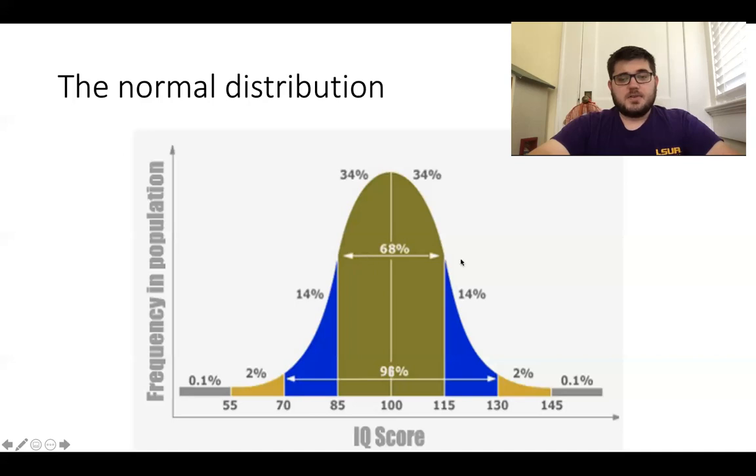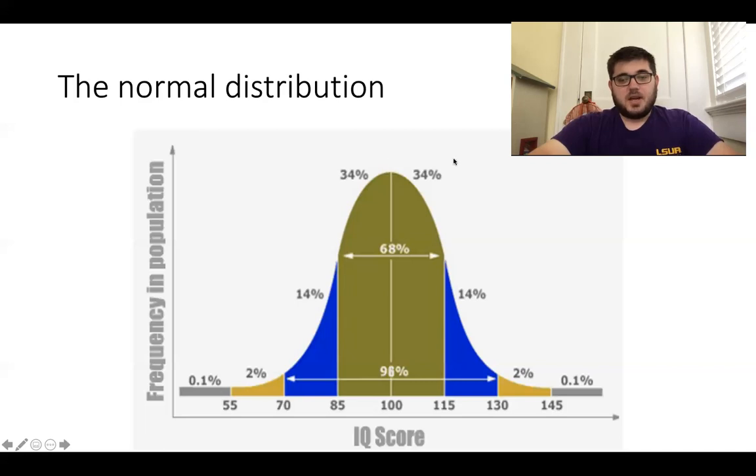So 68% of random draws from the normal distribution are going to come from within one standard deviation of the mean. So if we're talking about IQ scores, if you plucked 100 random people off the street, about 68% of those people would have an IQ between 85 and 115.